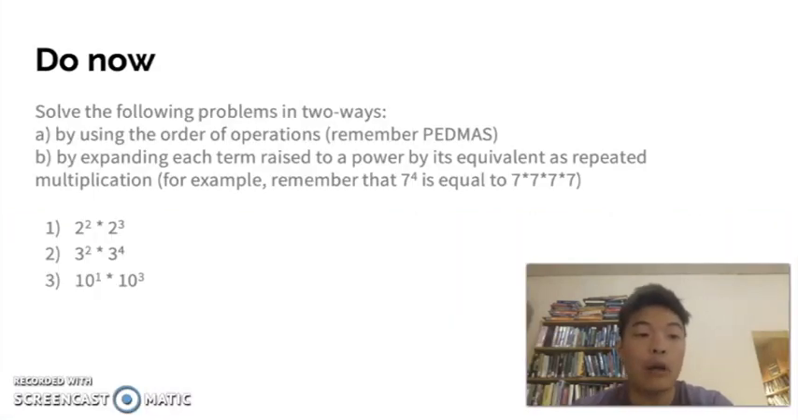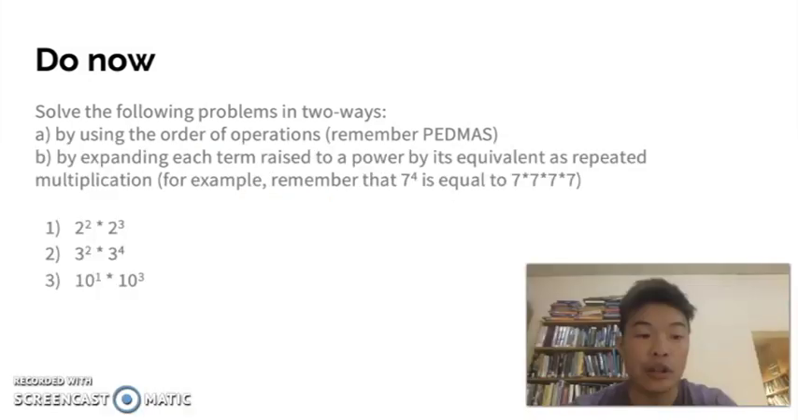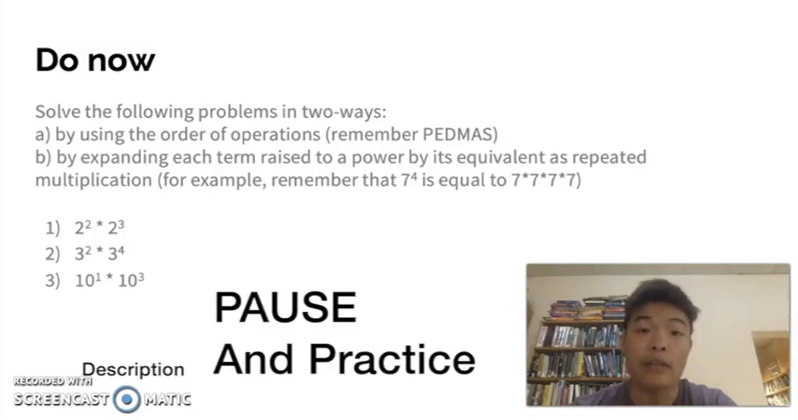So for this do now, what I want you to do is solve the following problem in two ways. First, use the order of operations, PEMDAS: remember parentheses, exponents, divide, multiply, add, and subtract. Then for the second way, I want you to expand each term raised to a power by its equivalent. So for example, if you have 7 to the power of 4, I want you to express that as 7 times 7 times 7 times 7. I will give you some time now to do the following problems.